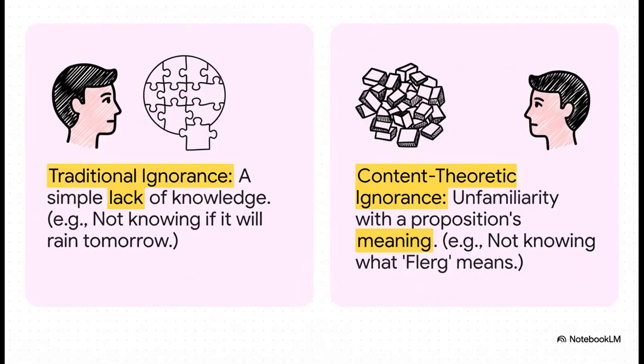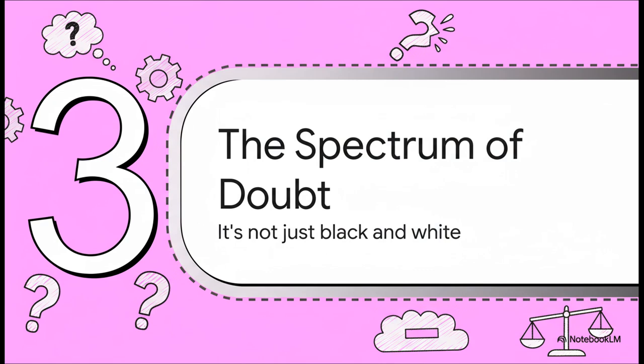And that right there perfectly shows the crucial distinction logicians had to figure out. On the one hand, you have traditional ignorance, which is just a lack of information. But on the other hand, you've got what's called content theoretic ignorance, where you're unfamiliar with the actual concepts in the question. And to really model a human mind, a logic system has to be able to tell these two apart.